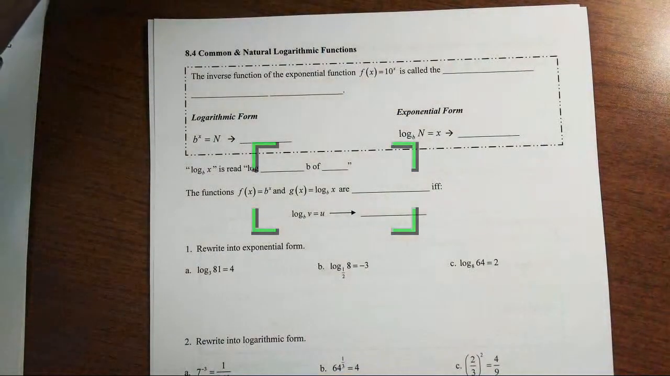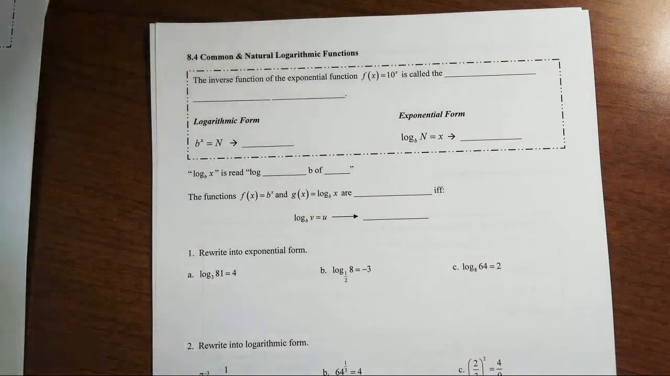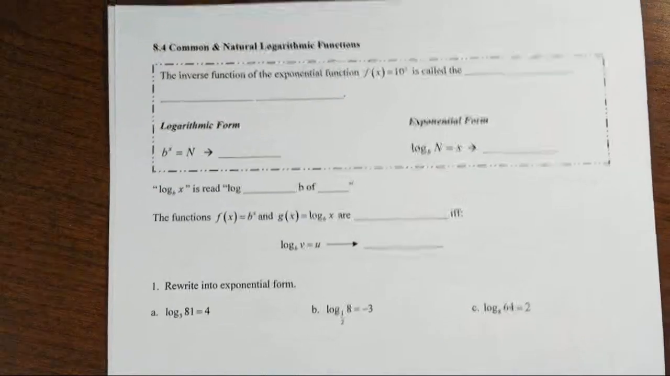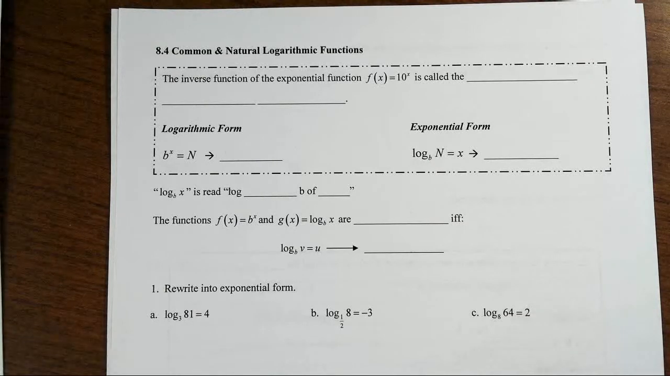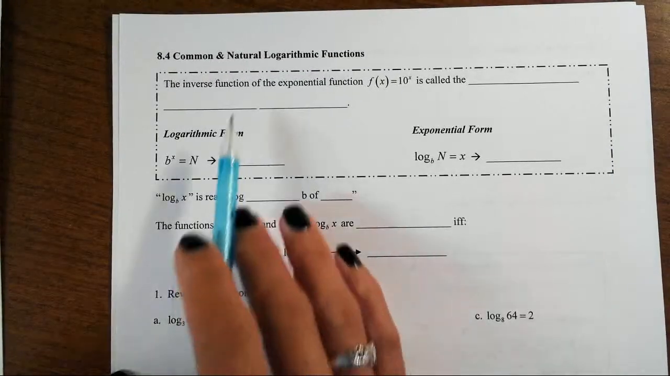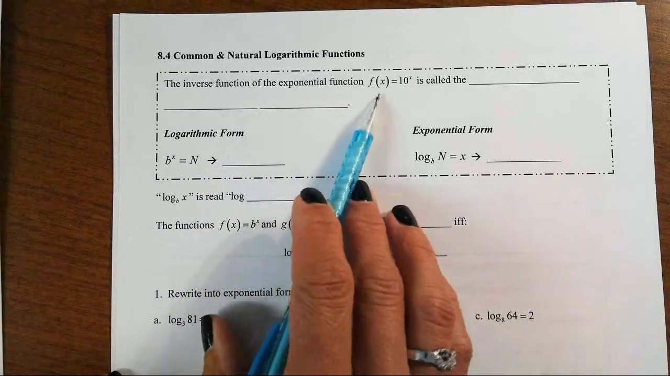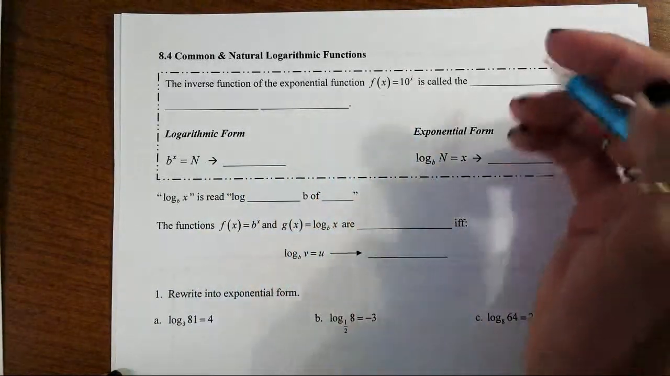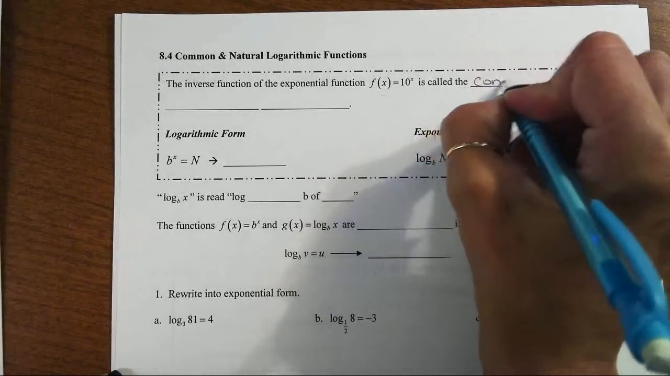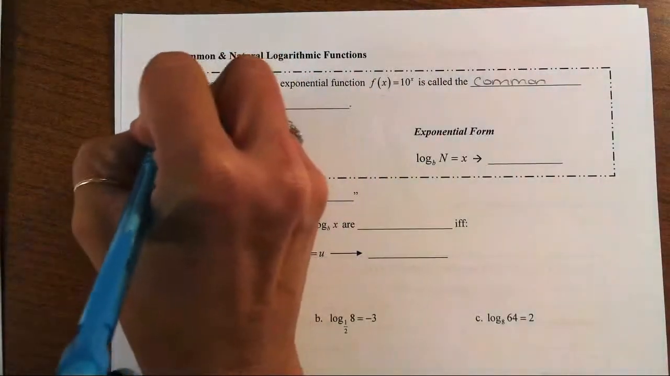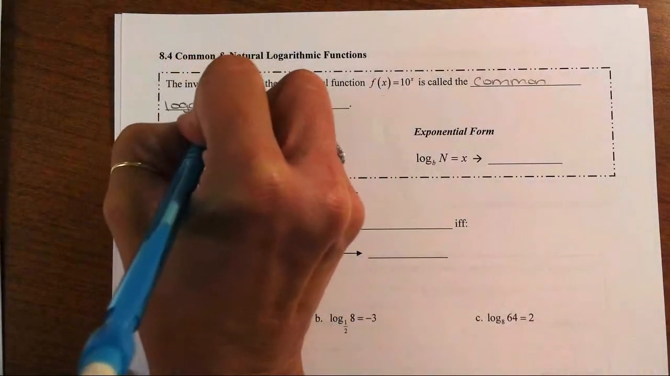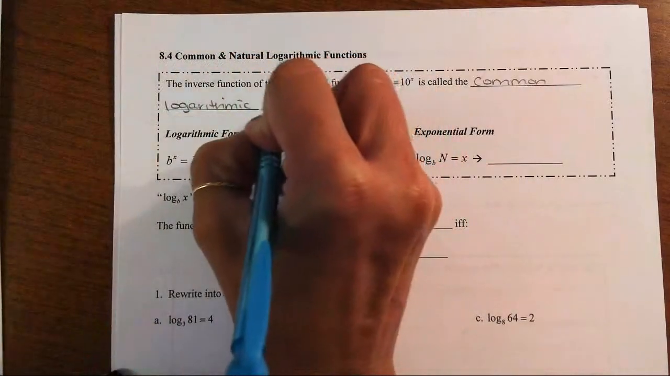The basis of today's lesson is common logs and natural log functions, rewriting in terms of exponential into logarithmic and logarithmic into exponential. If we have the inverse function of the exponential function 10 to the x, it is known as the common logarithmic function.